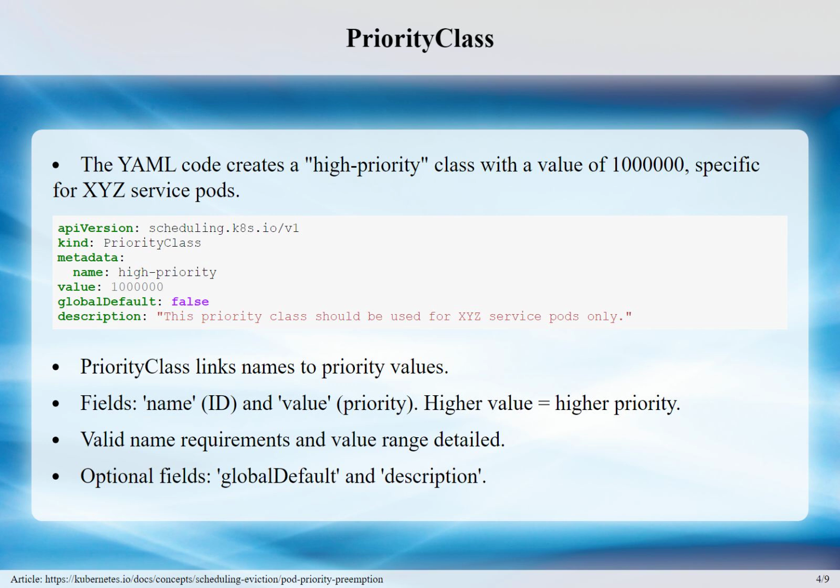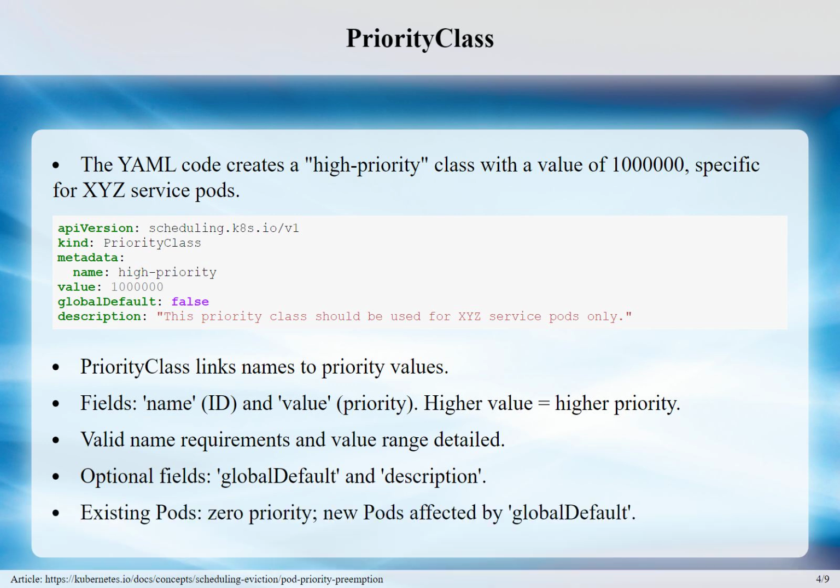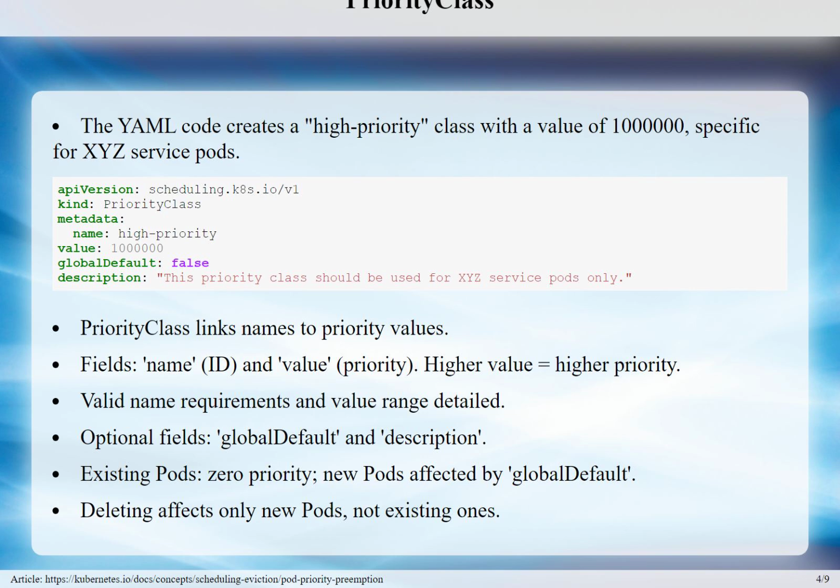Optional fields are global default, for default priority values, and description, for usage guidelines. Existing pods have zero priority unless a new priority class with global default is introduced, affecting only new pods. Deleting a priority class doesn't affect existing pods using it but stops new pods from using it.